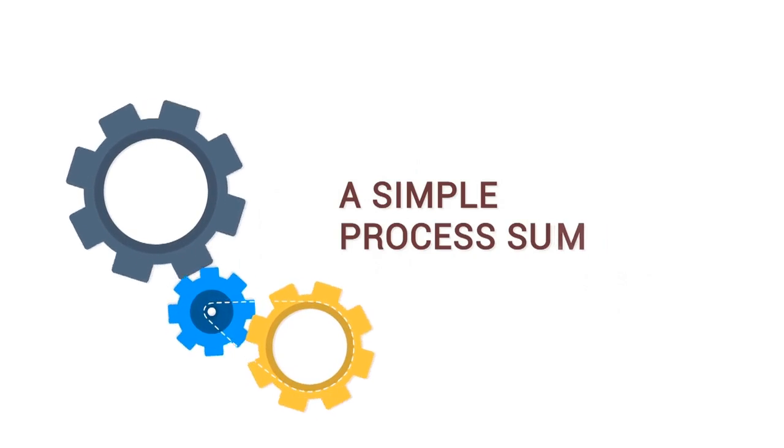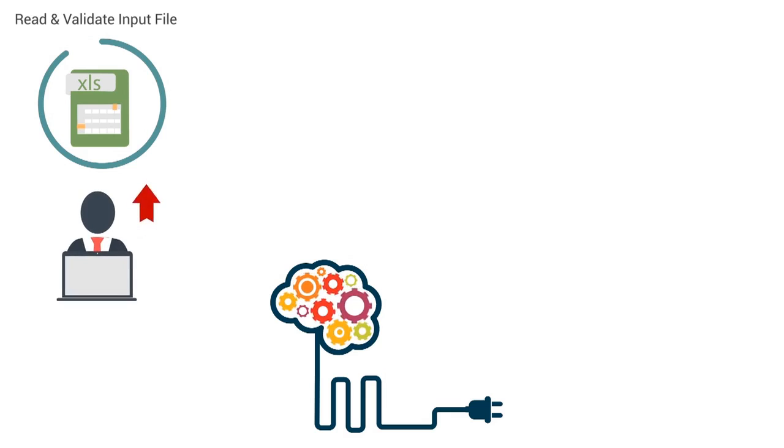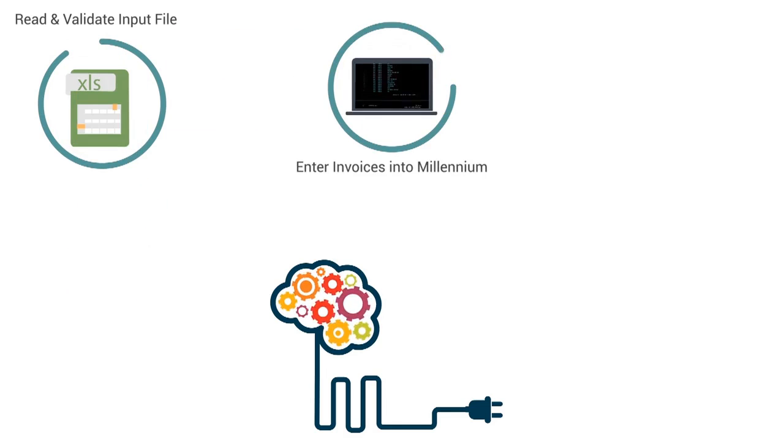A simple process summary. Firstly, the robot picks up the invoice data from an Excel spreadsheet which has been updated by the processor. Secondly, that data is entered into Millennium.